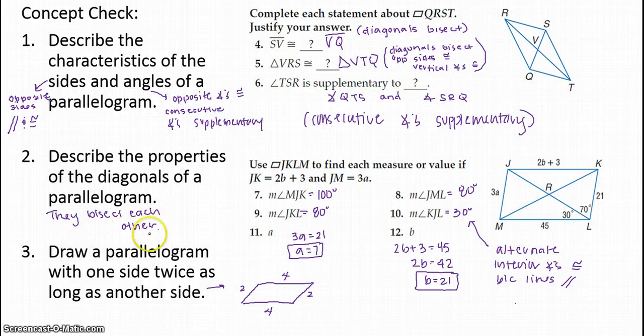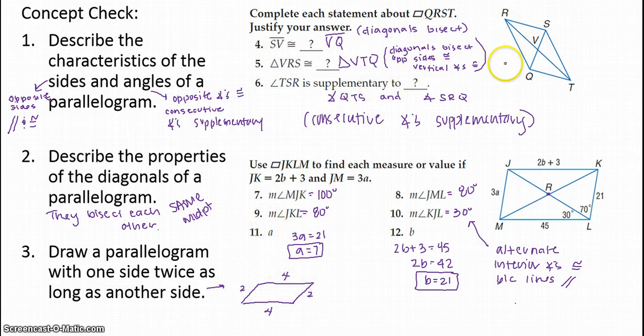Which, interestingly enough, we could also add that if they're cutting each other in half, like you see over here, the midpoint of each one is going to be the same. So they do have the same midpoint as well. 3, I asked you to draw a parallelogram with one side twice as long as the other. You could have drawn that several different ways. Just try to make sure one side is twice as long as the other. So I had 4 for the longer sides and 2 for the other sides.